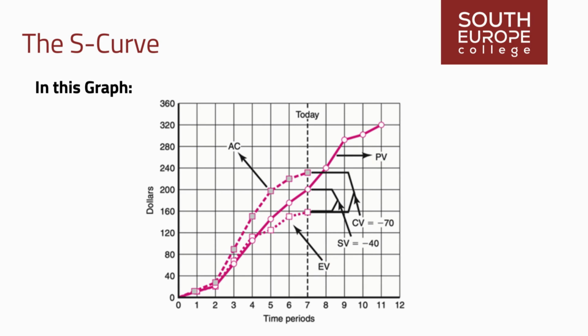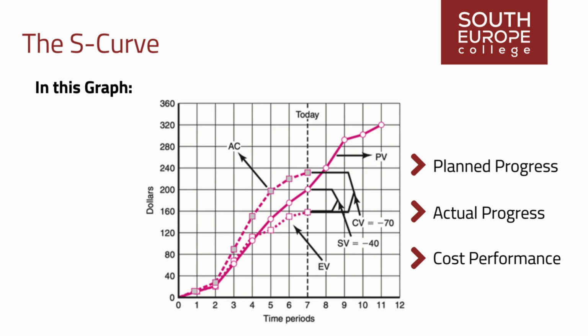The dotted line represents the actual cost, AC, of the project over time. The line starting from the origin and sloping upwards represents the planned value, PV, of the project over time. The dotted line starting from the origin and sloping upwards below the PV line represents the earned value, EV, of the project over time. This S-curve graph visually depicts the planned progress, actual progress, and cost performance of the project.